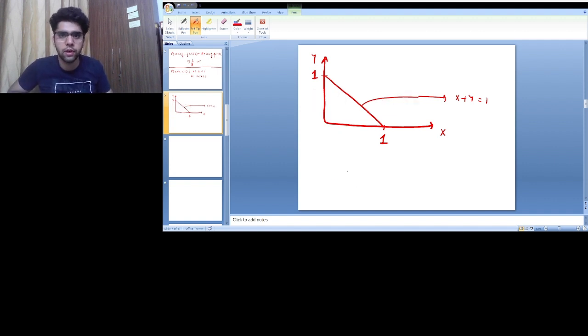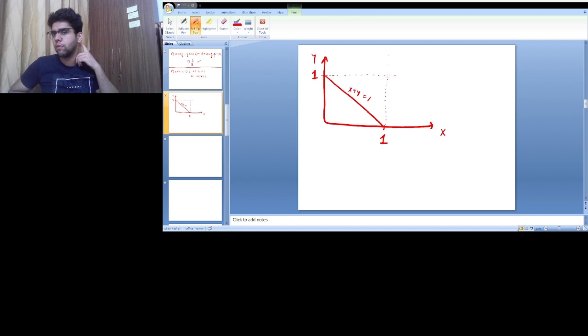So now let me just erase all of this. So this line is x plus y equal to 1, right? And this is y equal to 1. This horizontal line is y equal to 1, and this vertical line is x equal to 1. Right. This line is x plus y equal to 1, and we need to find the probability of x plus y less than 1.